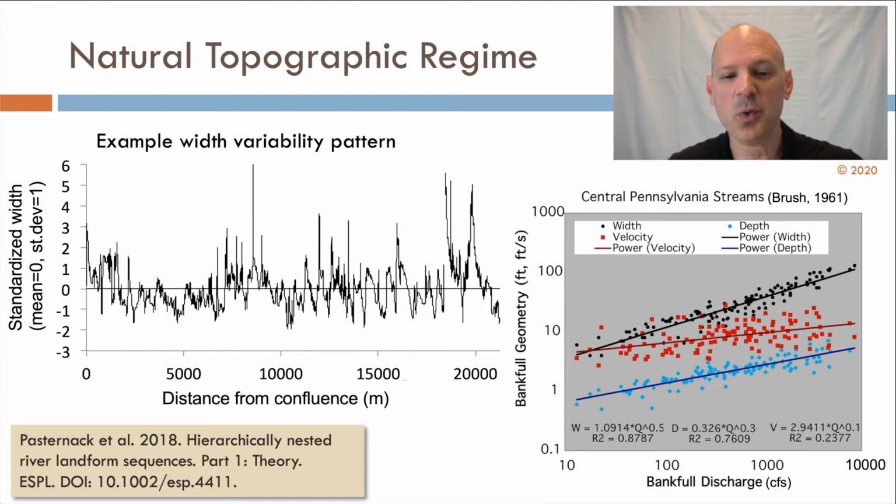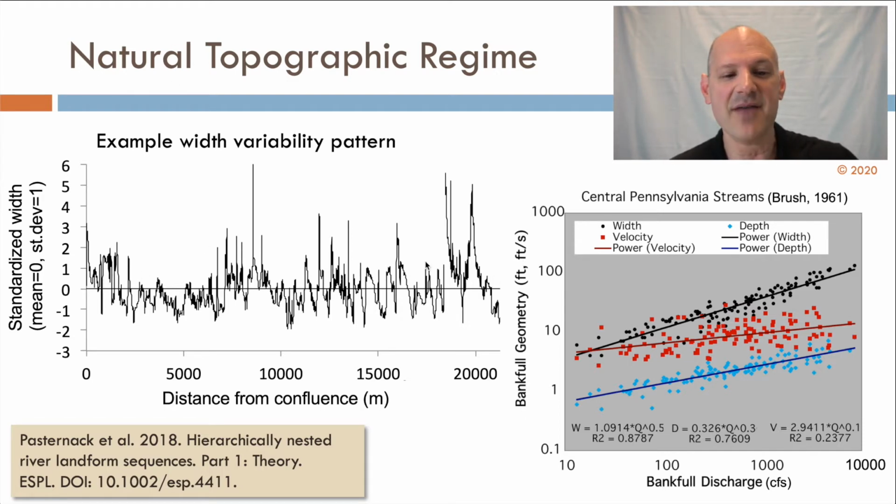For example, here's 20 kilometers of a river in California where I've plotted 0 as the mean width of the river and then plotted the standardized variability here. So going from 2 times the standard deviation negative to 2 times the standard deviation positive. So very narrow to very wide cross sections. You can see there's a tremendous amount of variability.